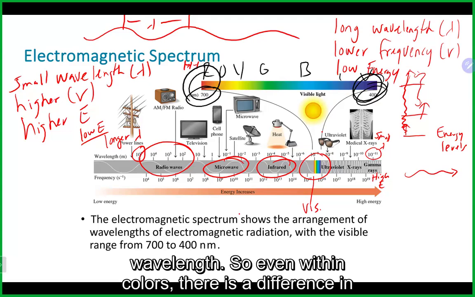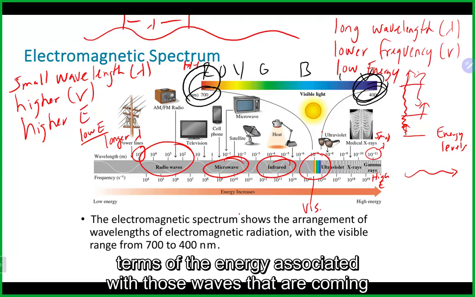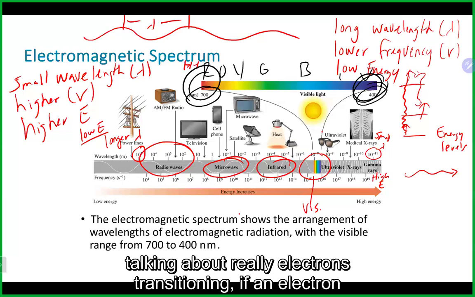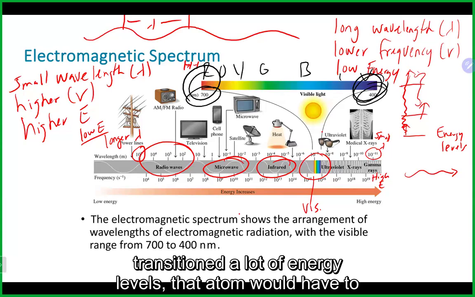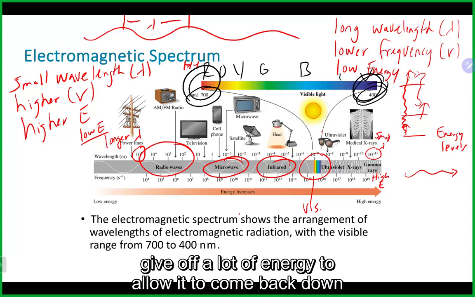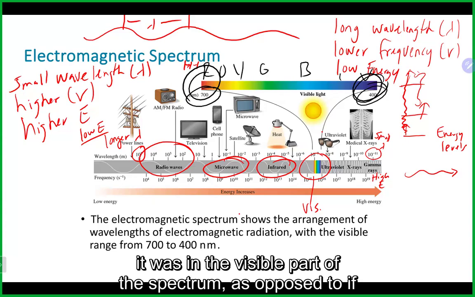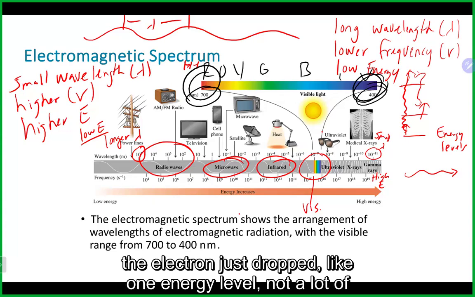So even within colors, there is a difference in terms of the energy associated with those waves that are coming off. What does that mean in terms of transitions? We're talking about really electrons transitioning. If an electron transitioned a lot of energy levels, that atom would have to give off a lot of energy to allow it to come back down, right? And that would probably be more like a purple color if it was in the visible part of the spectrum, as opposed to if the electron just dropped like one energy level.